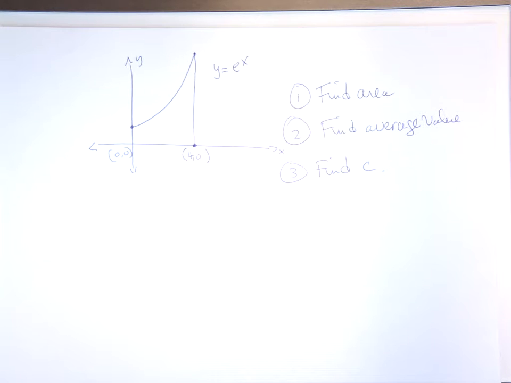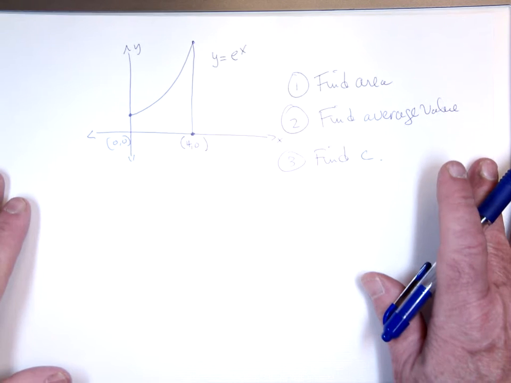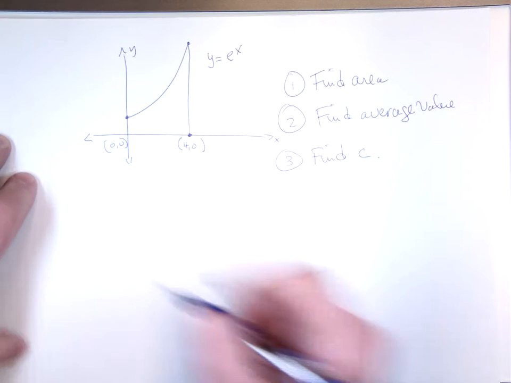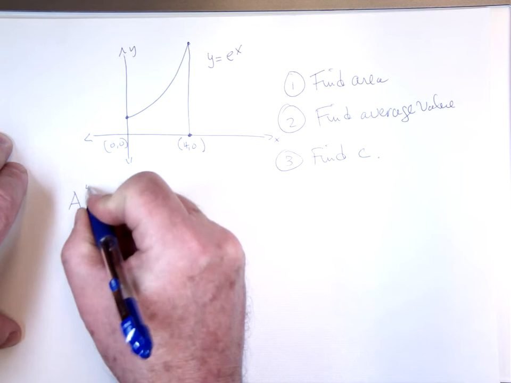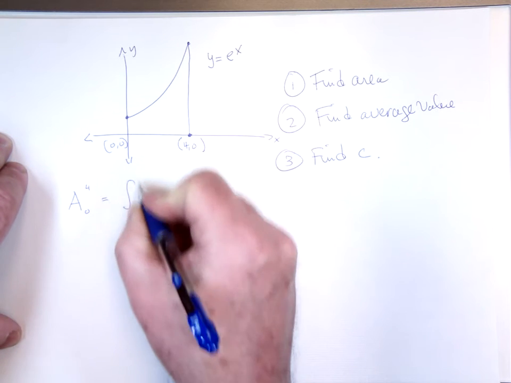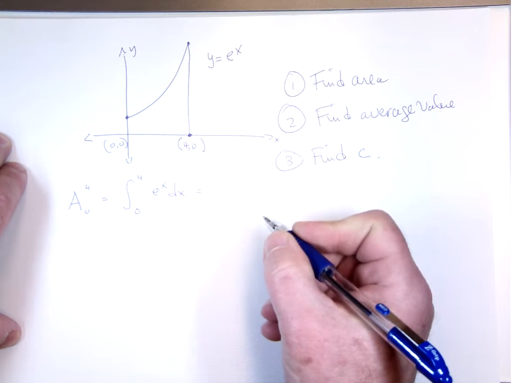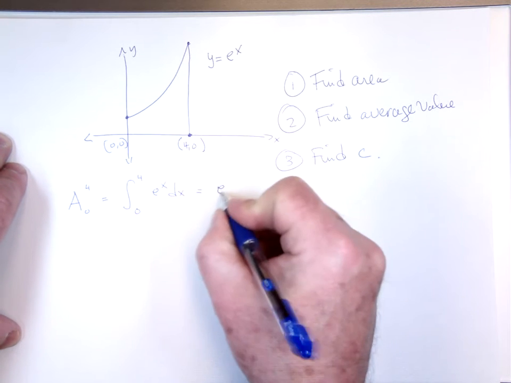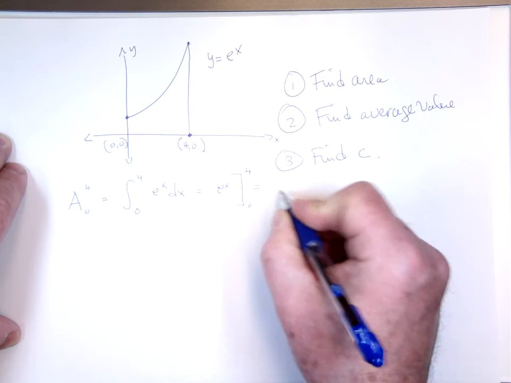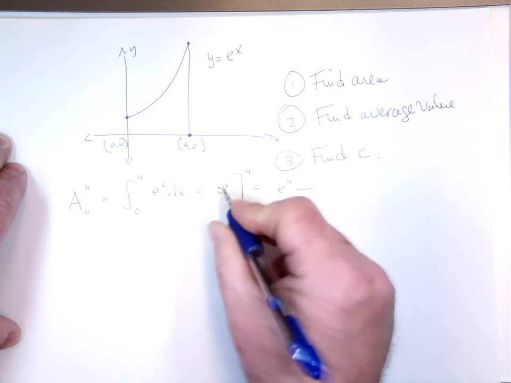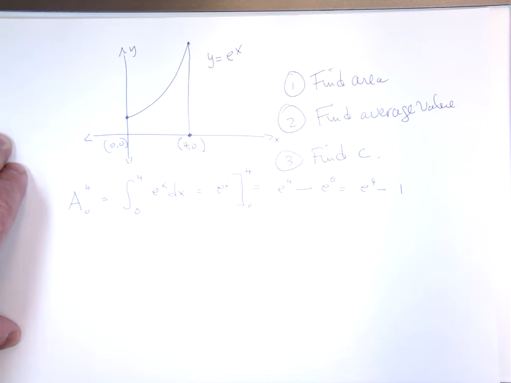Exactly. All right, how we doing? All right, let's go. Find the area. The area from 0 to 4 is equal to the integral from 0 to 4 of our function, e to the x. And the integral of e to the x is e to the x, from 0 to 4. Substitute in 4, substitute in 0, e to the 0 is 1. That's the exact area under that curve.